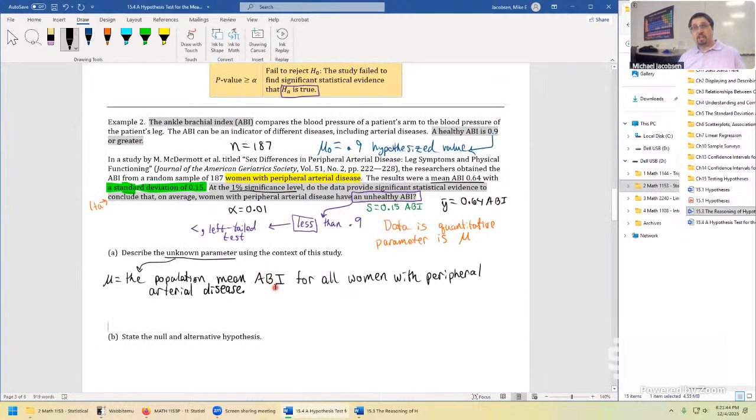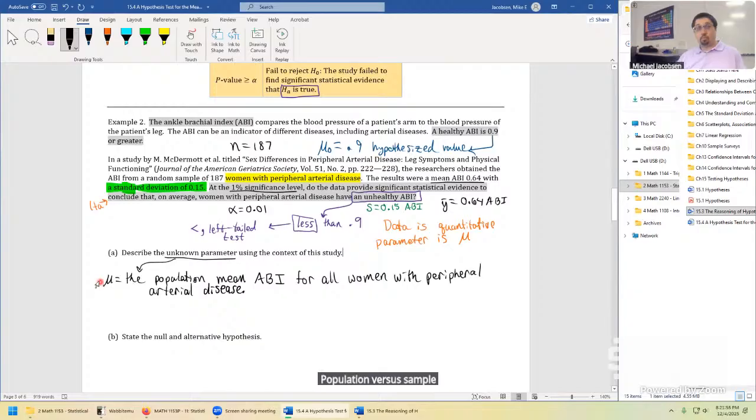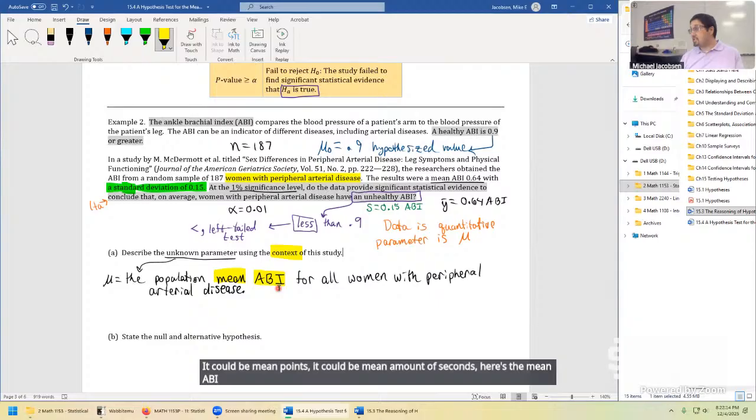So that's a tricky parameter, but they're all pretty tricky. That's why we've been spending a lot of time, usually on the part A steps, talking about population versus sample to try to get a read on what this is. We have to mention somewhere that it's the mean. To hit the context, we also have to mention the quantity we're dealing with. So there's got to be a unit. It could be mean points. It could be mean amount of seconds. Here it's the mean ABI, ankle brachial index.